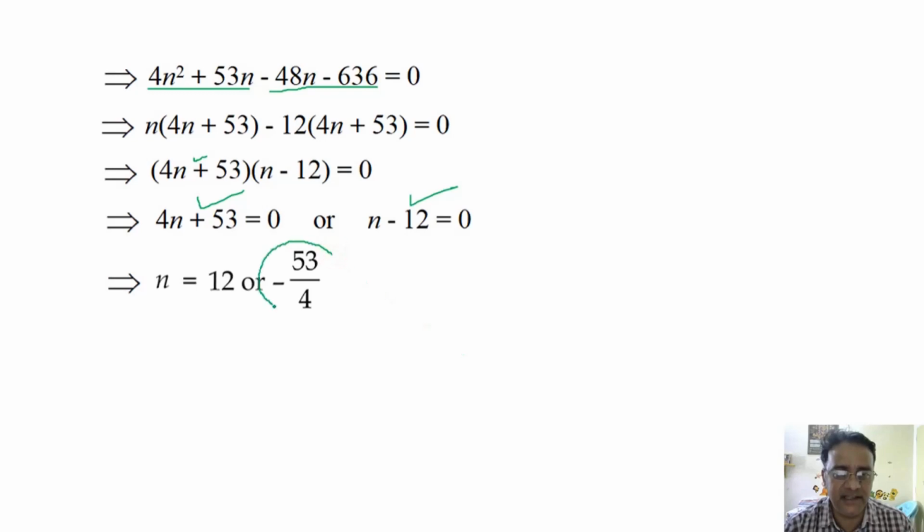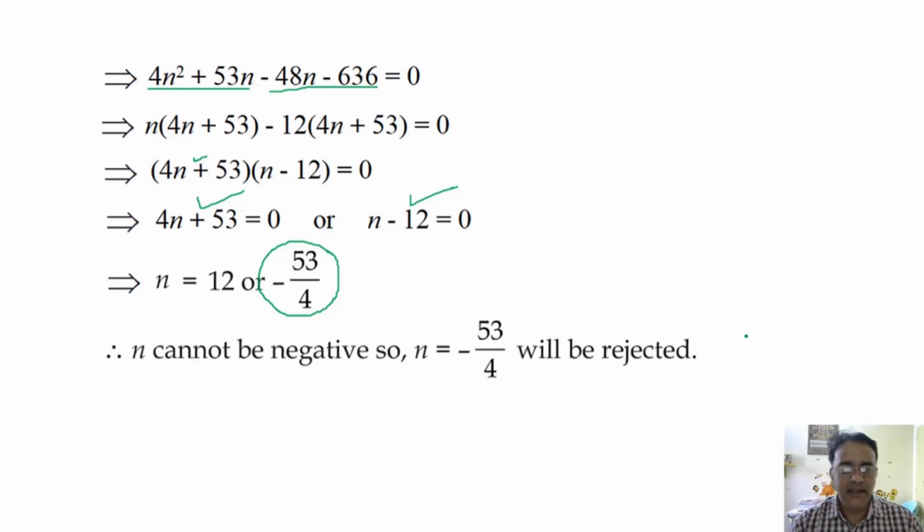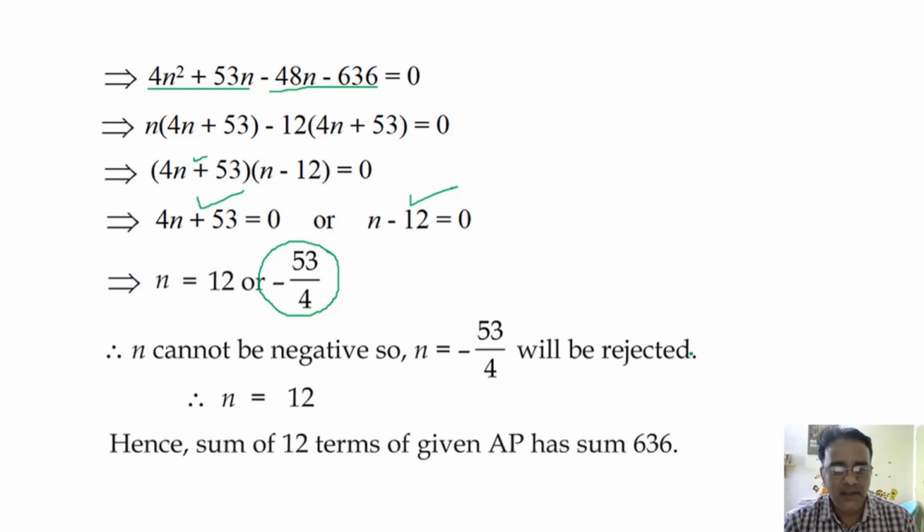Now n is the number of terms, it can't be negative. It should be a natural number. So n cannot be negative, and n equal to minus 53 upon 4 will be rejected. Hence, n is equal to 12. Any doubt here? No, sir. Hence, the sum of 12 terms of the given AP is 636.